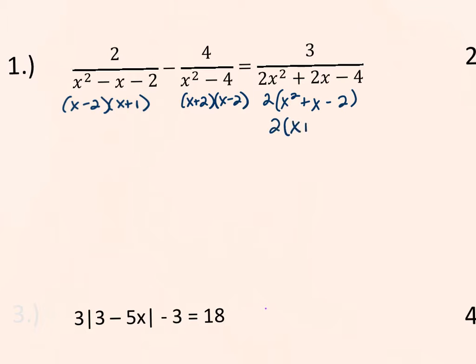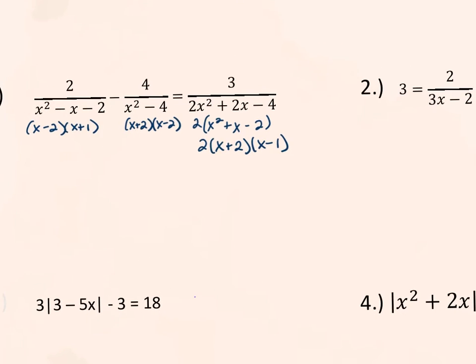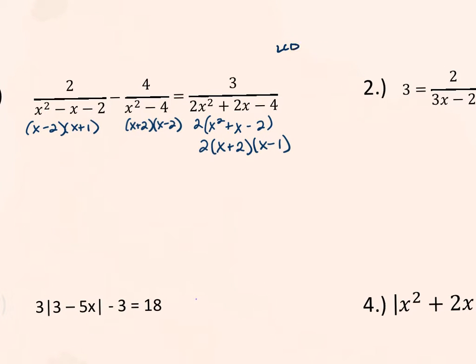So 2 times x plus 2 and x minus 1. So the least common denominator here is 2, x minus 2, x plus 1, x plus 2, and x minus 1. So from the first fraction, the x minus 2 and the x plus 1 cancel. I get 2, x minus 1, and x plus 2. Second one, x plus 2's cancel, x minus 2 cancel, so it'd be 2, x plus 1, x minus 1.